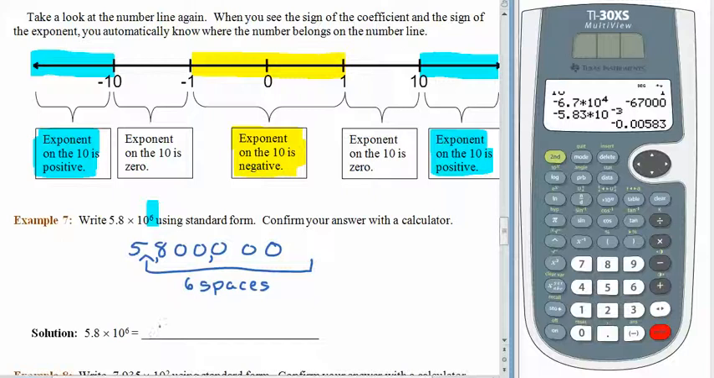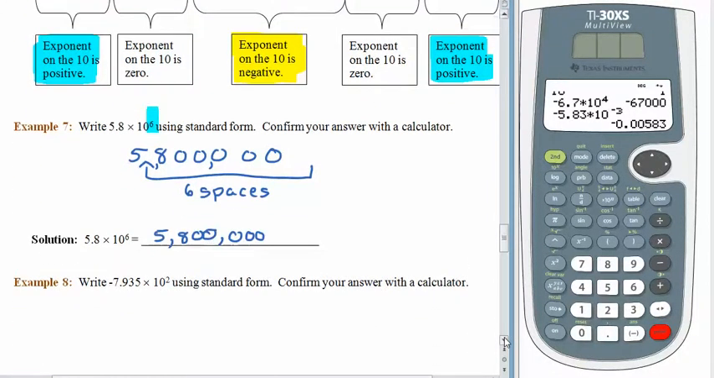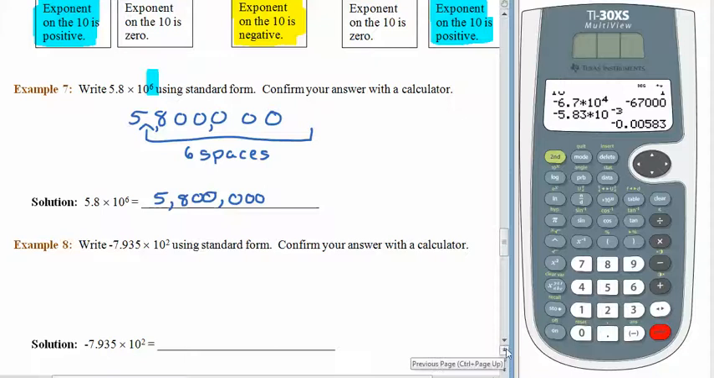5.8 times 10 to the 6th is 5,800,000. Yes, 5,800,000. You actually should have expected that this number was up in the millions because we've used 10 to the 6th as an example several times now. And hopefully that starts to become familiar with you, that 10 to the 6th represents millions. Let's try example number 8. We would like to write negative 7.935 times 10 to the 2nd using standard form.